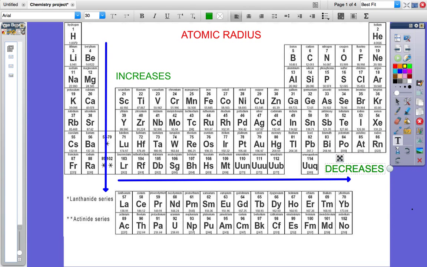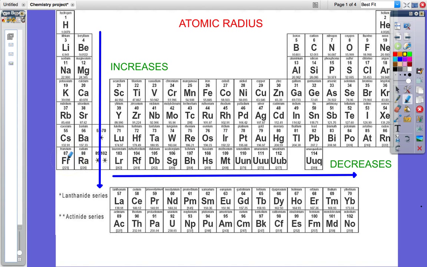The key element in this trend is francium, also known as fat Francis. Francium has the largest atomic radius. So here's a trick. The further away from francium an element is, the smaller its atomic radius.